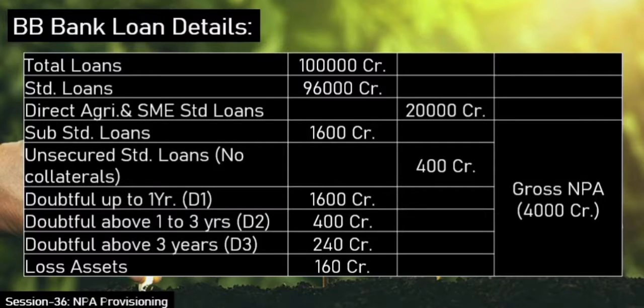So again, the substandard loans, we mentioned it is 1,600 crore, and 400 crores is unsecured loans, as in there is no collateral available for those loans. The other loans are secured loans wherein there is a collateral available for recovery in case of a default. And again, doubtful up to 1 year, D1 is 1,600 crore. Doubtful above 1 to 3 years is D2, that is 400 crores. Doubtful above 3 years, D3 is 240 crores, and the loss assets is 160 crore. So here all the doubtful loans are fully secured. Secured as in there is a collateral available against that.